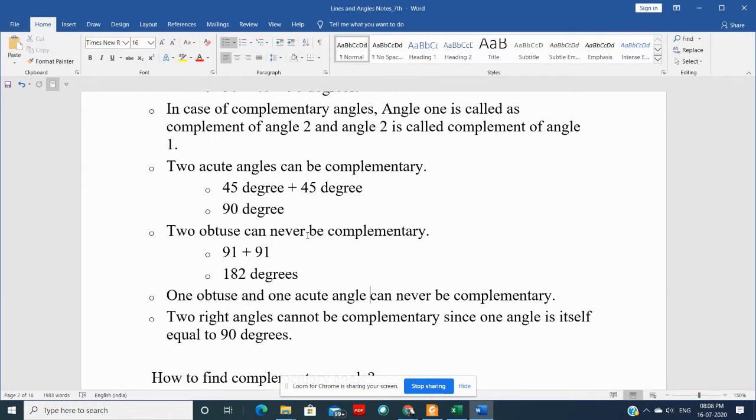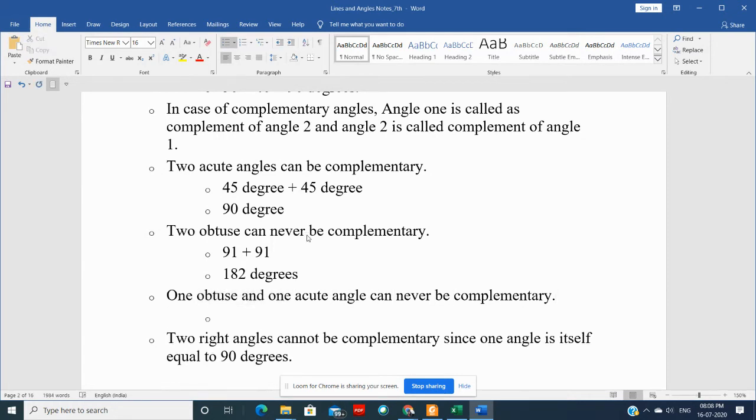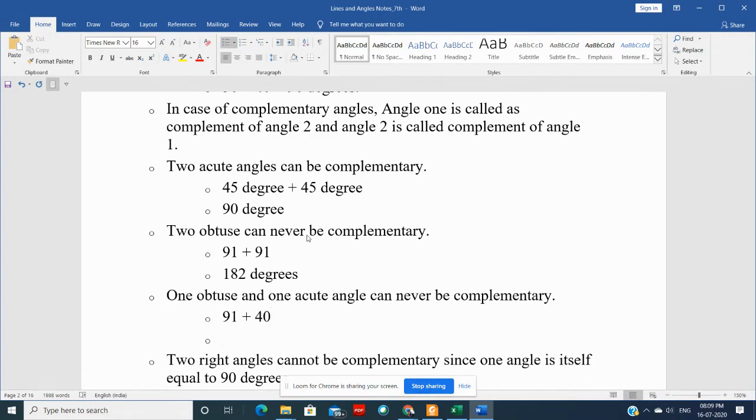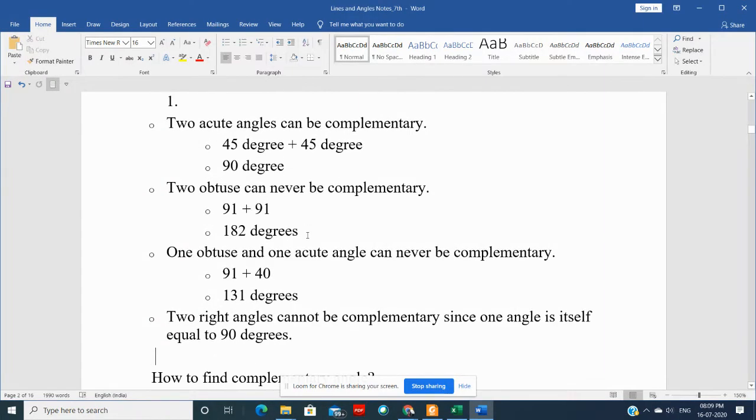One obtuse and one acute angle can never be complementary. Again, we'll see this with an example. One obtuse angle, let's say 91, and one acute angle, let's say 40. So the sum is 131 degrees. Now, this also is not complementary, because they don't sum up to 90 degrees. So this is how we can say that two acute angles can be complementary, two obtuse angles can never be complementary, and one obtuse and one acute angle can never be complementary to each other.